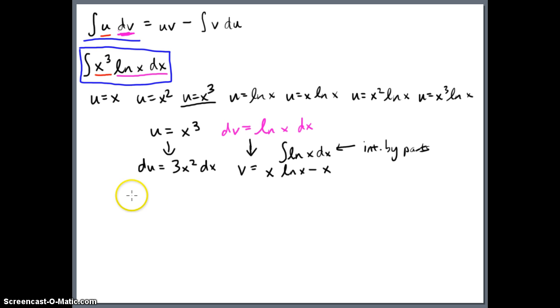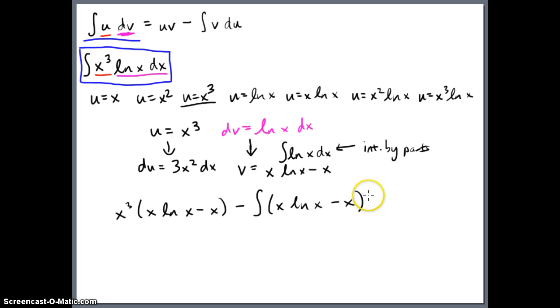U, which is x cubed, okay, times v, which is right there. Now, because v has a minus sign in it, we better really put this in a set of parentheses, right? x ln x minus x. Okay, copy the minus sign in the formula here, then integral v du. So this thing here times this thing. Now, again, because we're multiplying these two and v has a minus sign, we better use a set of parentheses. So there's v in parentheses, and then du is 3x squared dx.